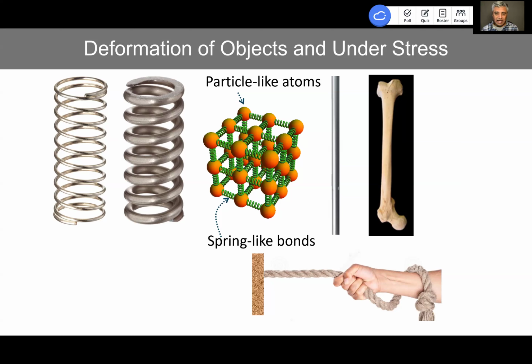All matter is made up of atoms and molecules, and this is a cartoon or a model of a small part of matter, a chunk of matter. And this spring-like drawing you see here is basically the bond. So they behave like a spring. So that's what we know. Because of that, we want to know how the spring behaves.